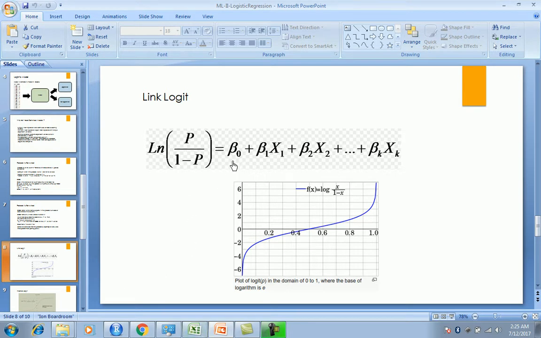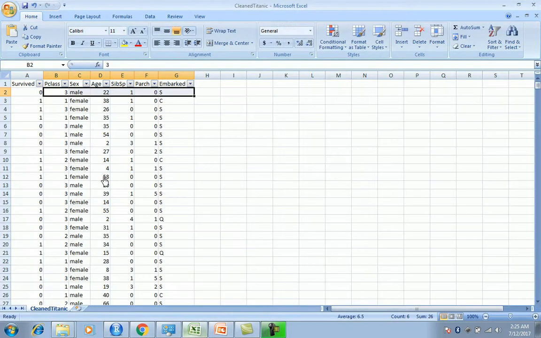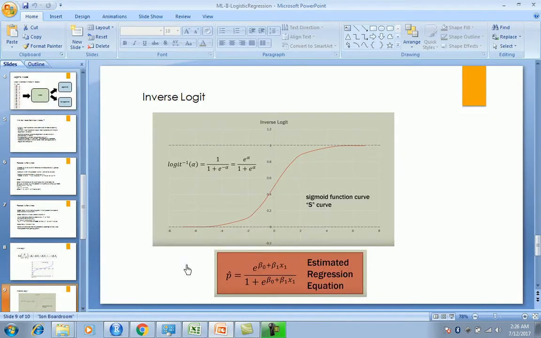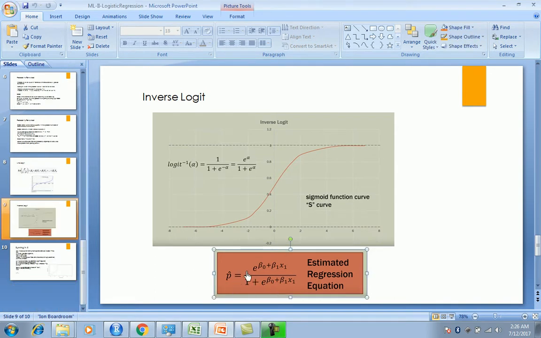Beta naught is the intercept, and beta 1 x1 and so on can be our independent variables, that is our class, sex, age, siblings, parents, and embarked. So these become our x1s, x2s, and so on, and survival becomes the probability P. If we take this formula ahead, essentially we are trying to find P. This equation basically gives you the probability of occurrence, or survival. So if you fit this into a model, what we will get is a value of P, and that is what we are interested in.